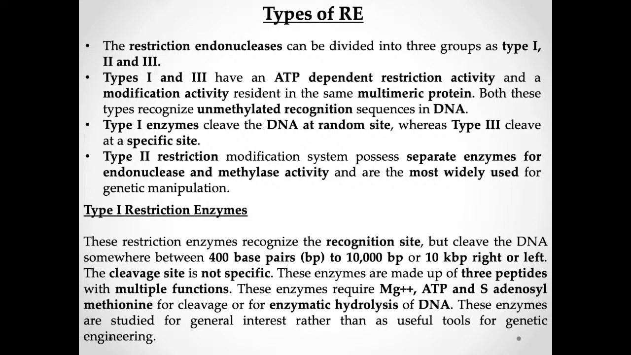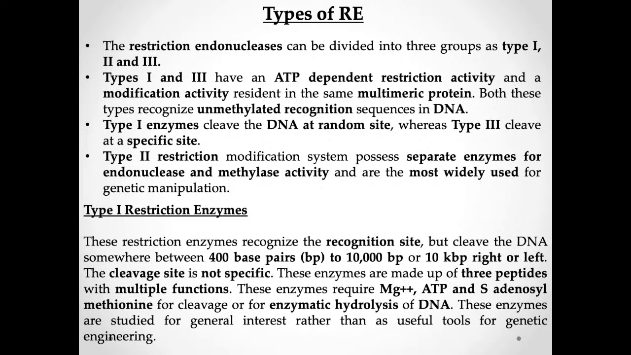Basically, there are three types of restriction enzymes: type 1, 2, and 3. Type 1 and 3 have ATP-dependent restriction activity and modification activity, whereas type 1 enzymes cleave DNA at random sites and type 3 cleave at a specific site. On the other hand, the type 2 restriction modification system possesses separate enzymes for endonuclease and methylase activities, and is mostly widely used for genetic manipulation.